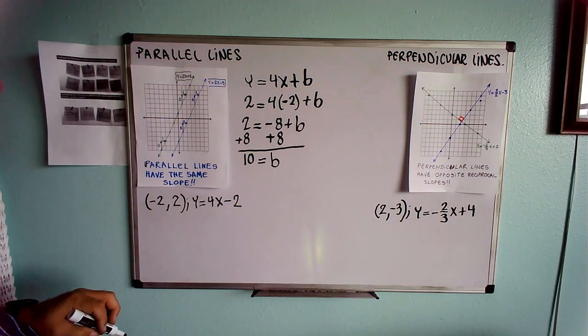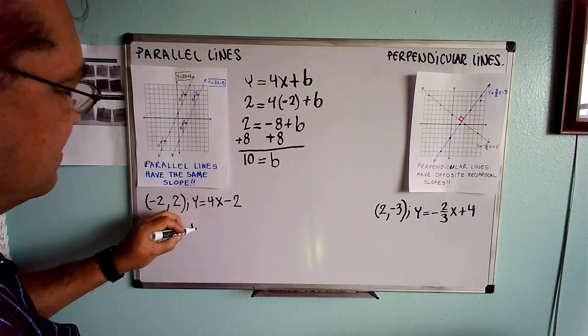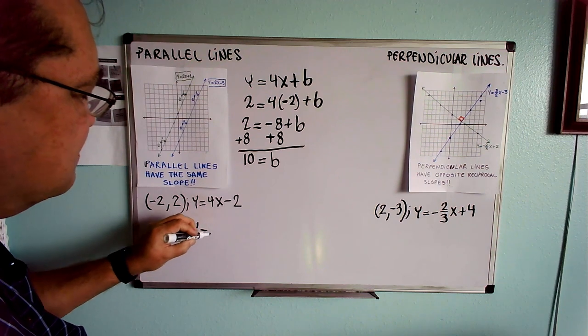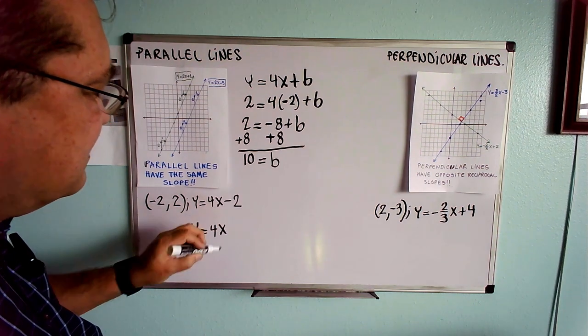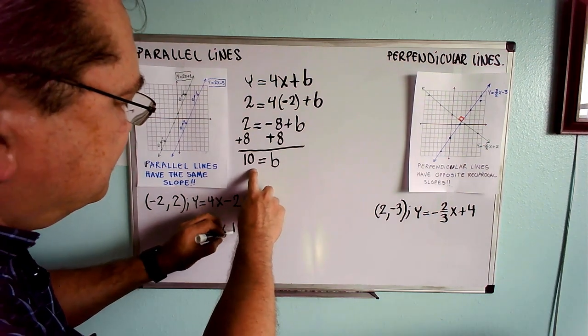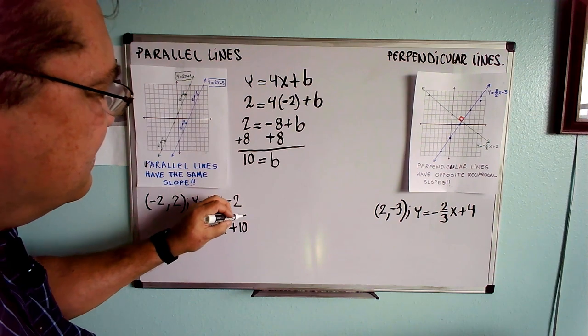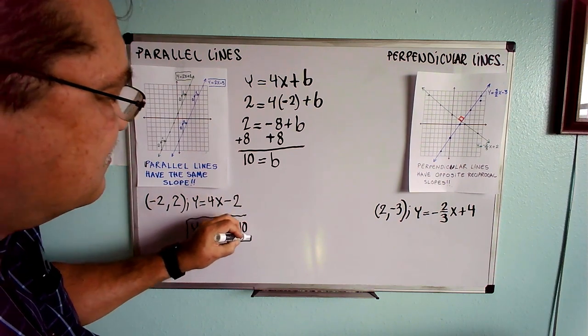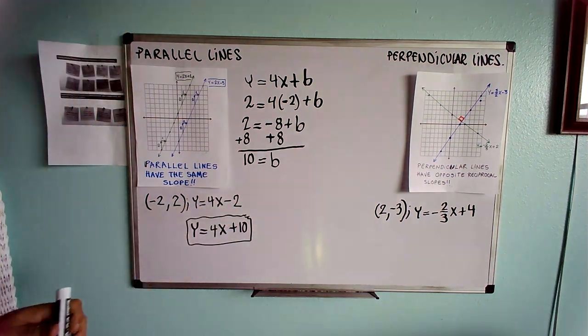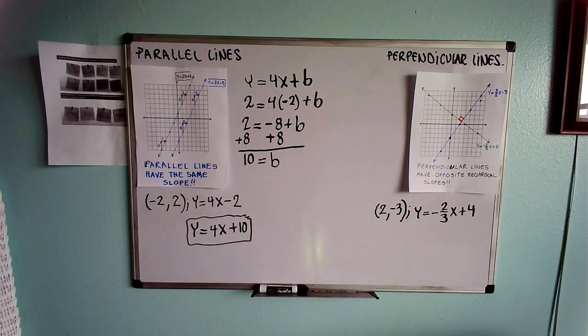Then the equation of the line parallel to y equals 4x minus 2 is y equals 4x, because remember that they have the same slope, plus 10. So these two lines are parallel, and this is the answer for that question: what is the equation of the parallel line to y equals 4x minus 2?